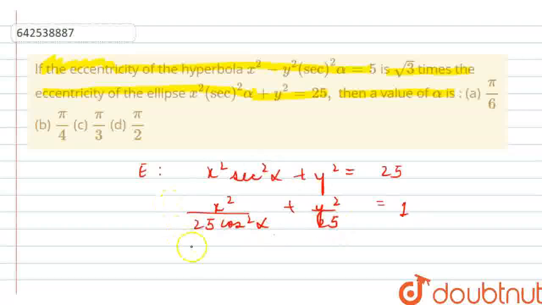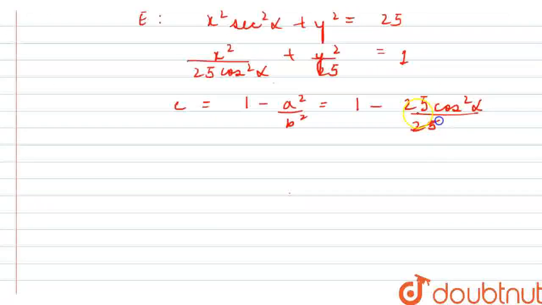So we know that eccentricity of ellipse is equal to 1 minus a square upon b square. Substituting the values, I get 1 minus 25 cos square alpha upon 25 is equal to, now 25 cancels with 25, and this is the formula for eccentricity square. So we get eccentricity square is equal to 1 minus cos square alpha. According to identity, sin square alpha plus cos square alpha is equal to 1. We get 1 minus cos square alpha is equal to sin square alpha. Now this was for the ellipse.